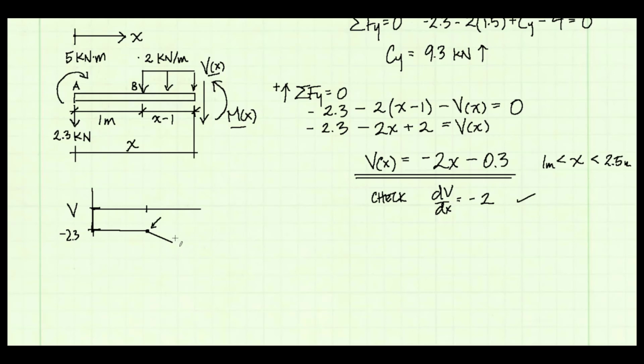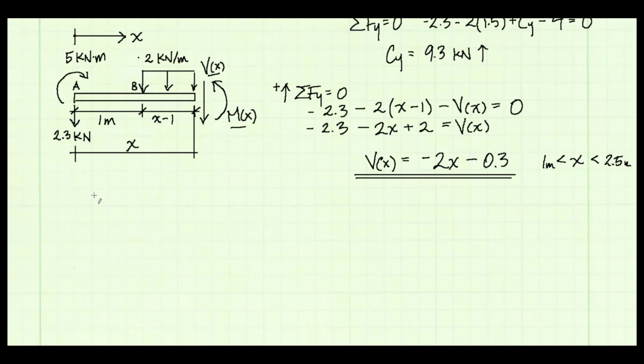When we evaluate our equation at x equals 1 meter, it should give us negative 2.3. Let's check it out. And sure enough, it does. So our equation works for this point B. And if we wanted to, we could continue this on and check it at point C, but I'm pretty confident that this is correct. Now I'm going to find the function for the internal moment in terms of x.